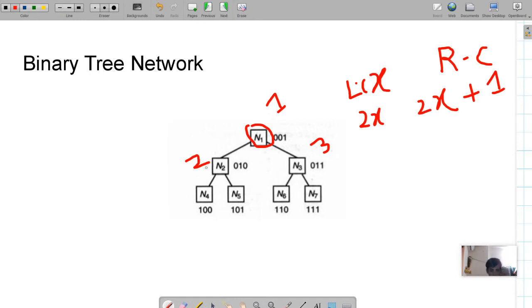The address for node N2 is 2. So the address of its left child, that is N4, is going to be 2 multiplied with 2, that means 4. So its address is 4. And the address of its right child is going to be 2 into 2 plus 1, that is 5. And similarly, you can figure out the addresses for N6 and N7 respectively.